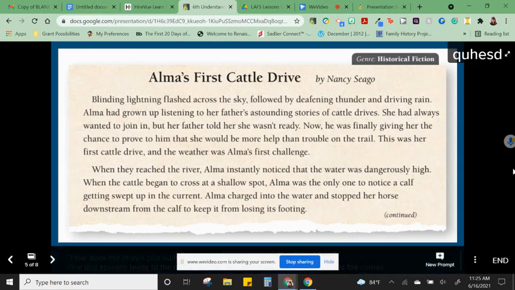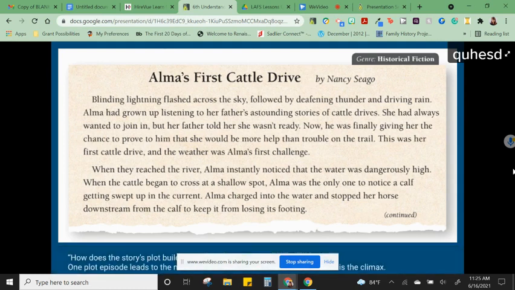Blinding light flashed across the sky, followed by deafening thunder and driving rain. Alma had grown up listening to her father's astounding stories of cattle drives. She had always wanted to join in, but her father told her she wasn't ready. Now, he was finally giving her the chance to prove to him that she would be more help than trouble on the trail. This was her first cattle drive, and the weather was Alma's first challenge.